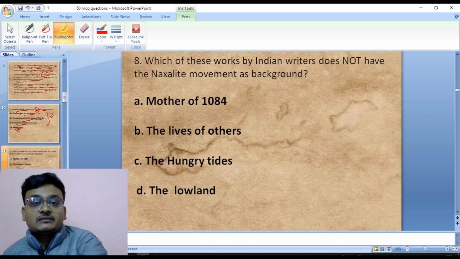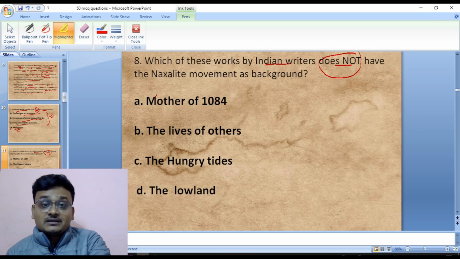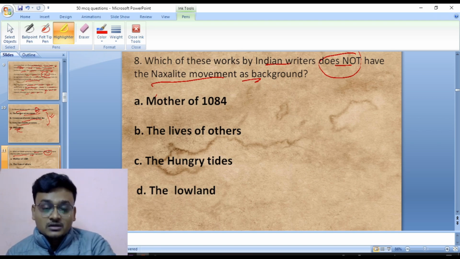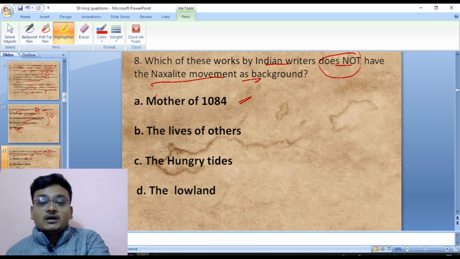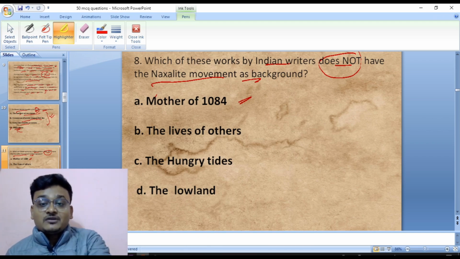Okay, now move to question number 8. Which of these works by Indian writers doesn't have the Naxalite movement as a background? The options are Mother of 1084, in Bengali called Hazar Churashir Ma, the Lives of Others, the Hungry Tides, and the Lowland.